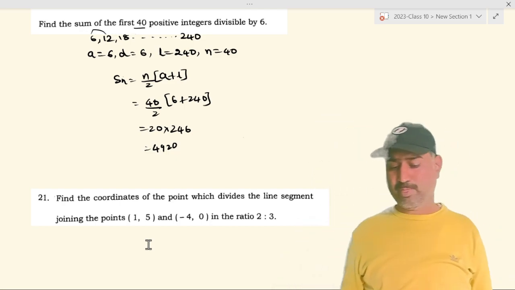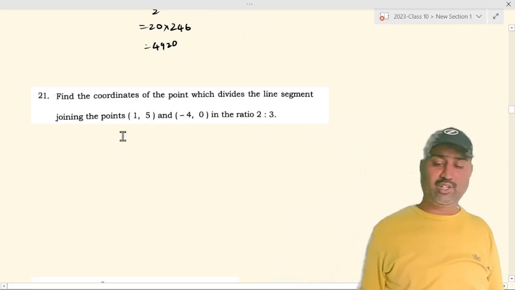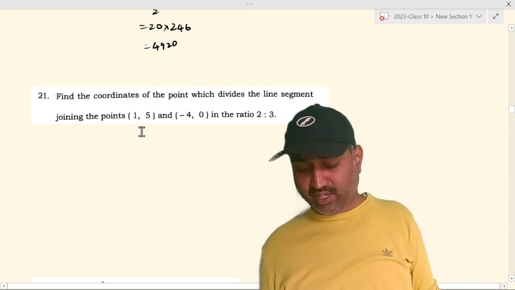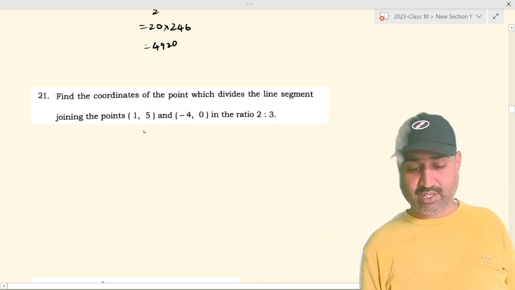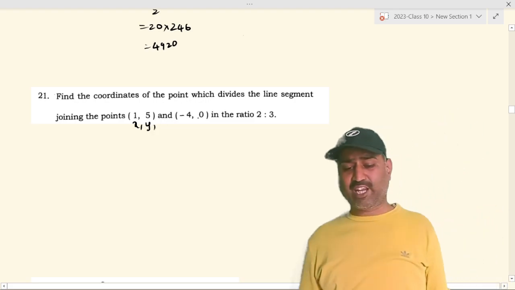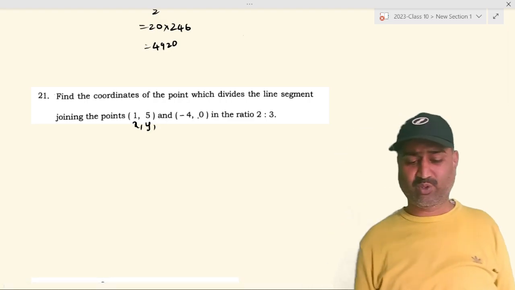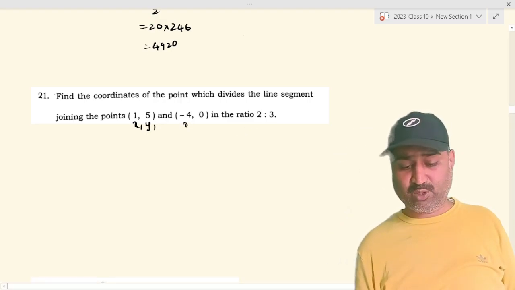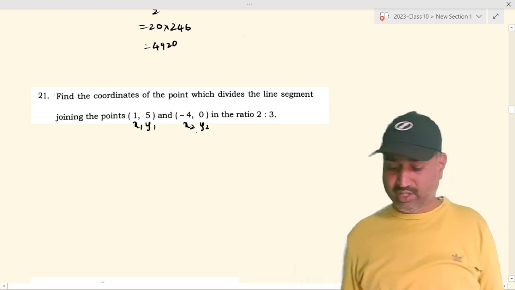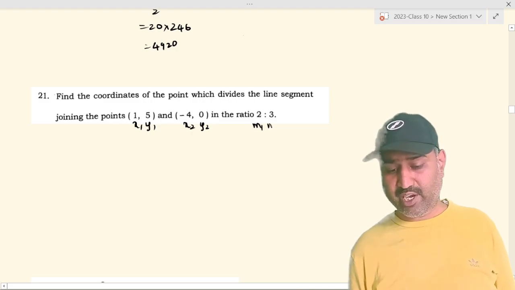Next question. Find the coordinates of the point which divides the line segment joining the points. We assume x1 and y1 here, and we assume this as x2 and y2. The ratio is directly given and two points are given. We can directly substitute into the formula and find the answer here. The ratio is 2:3. Therefore, we will take m1 as 2 and m2 as 3.